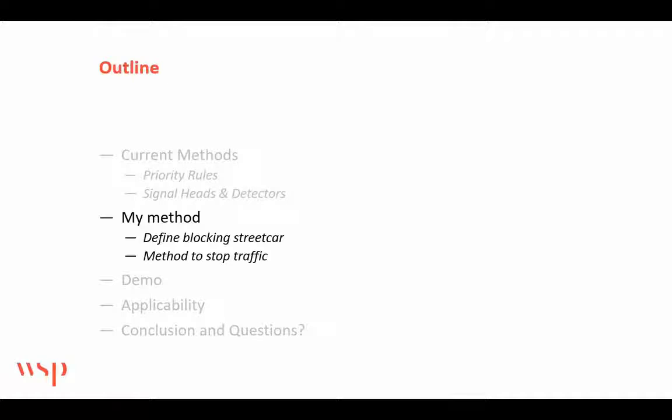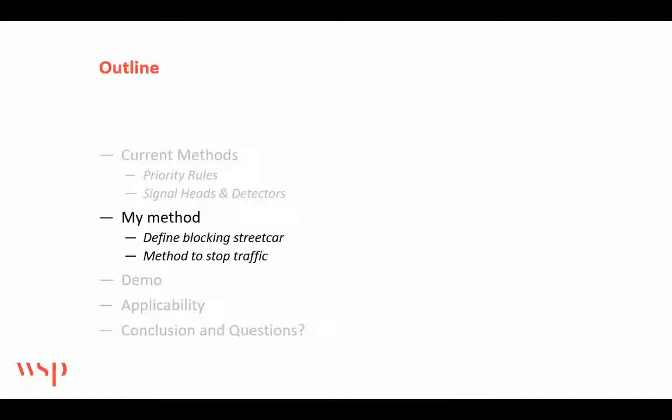So we want to build a tool that will get traffic to stop in the correct location. But we also want to build a tool that would get traffic to stop appropriately at the correct time. So to build a tool that considers all these factors, we have to define two components.